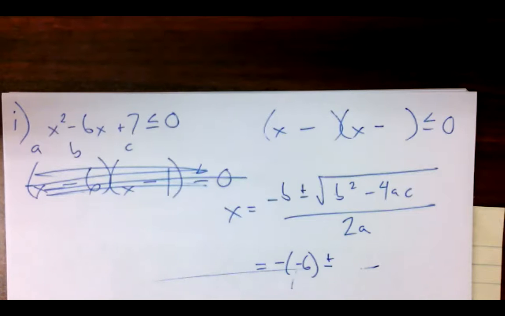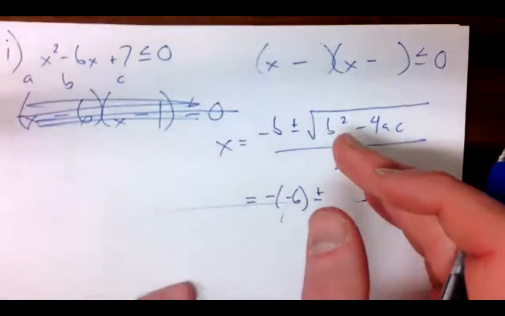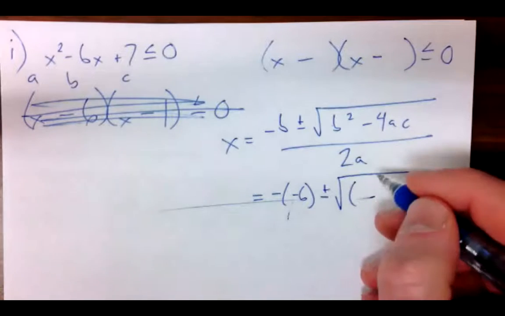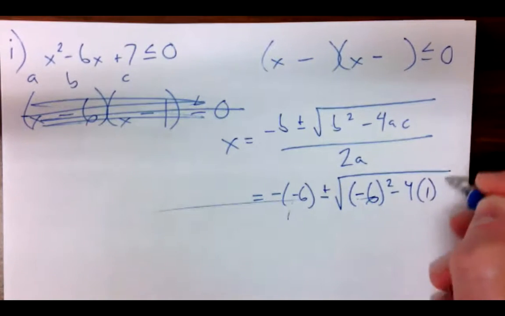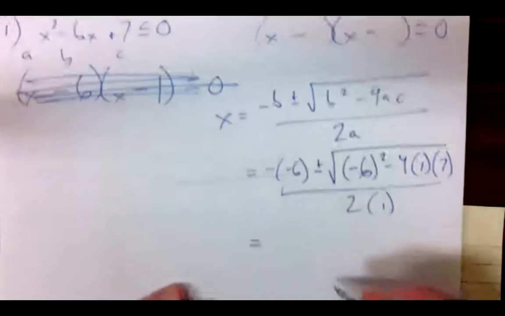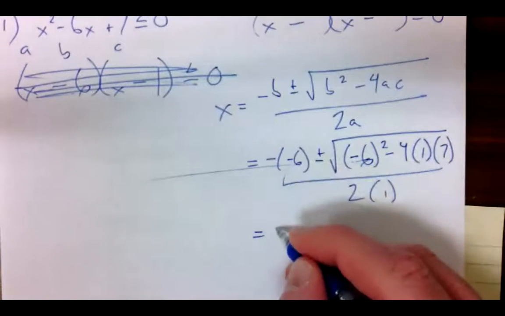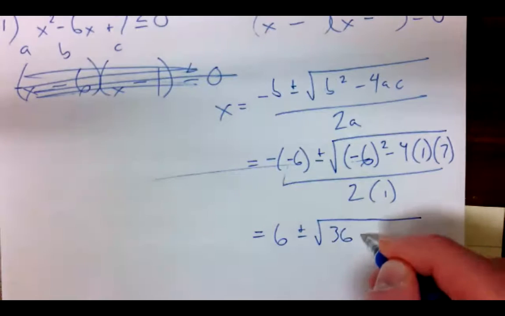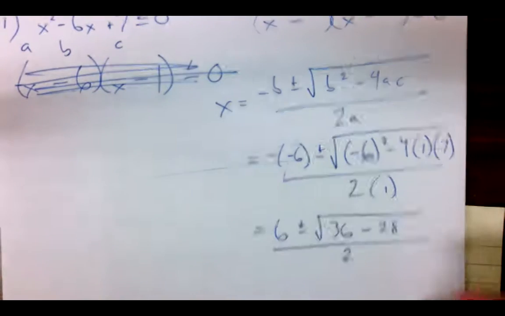Yeah, just factoring. But yeah, completing the square, any way that you factor it, as I've said before, as long as you follow the rules of math, it'll still work for you. -6 squared minus 4 times a is 1 and c is 7 all over 2 times 1. I'm going to run out of space because I thought this was not going to be this. Okay, so -6 is +6 plus or minus the root of 36 minus 28. So it's going to be root of 8, or 2 root 2, all over 2.